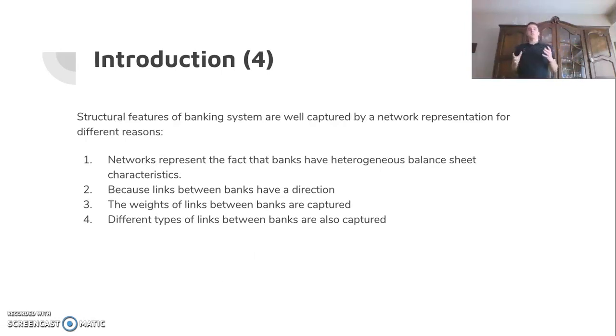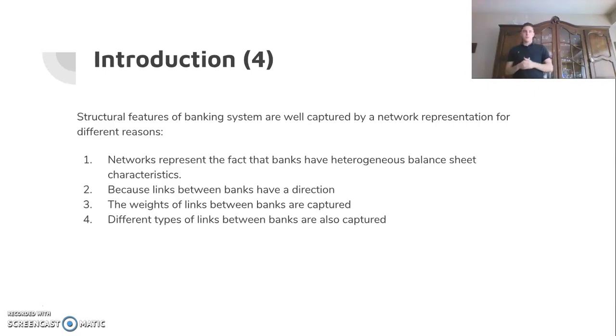We can end this introduction with a basic question. Why can we represent links with a network? The survey gives us four main reasons. The first one: networks represent the fact that banks have heterogeneous balance sheet characteristics. Banks will be of different sizes and have different compositions of assets and liabilities. Heterogeneous balance sheet characteristics imply heterogeneity in banks' inherent ability to withstand external shocks.